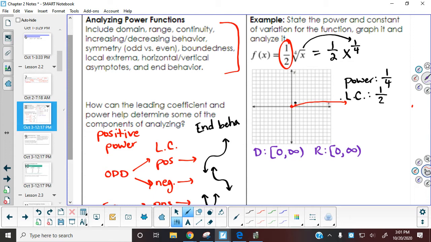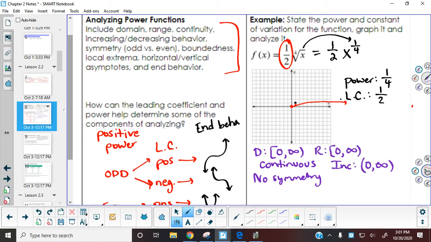Notice the next thing is continuity. So is it continuous? And it is, because we can draw that whole graph without picking up our pen or our pencil. So it is considered continuous. Increasing or decreasing behavior. So it is increasing, getting bigger as you go from 0 to infinity. Symmetry, so odd versus even, it does not have symmetry, so no symmetry. Okay, remember if it's even, it's going to be symmetric around your y-axis. If it's odd, it's going to be symmetric around the origin. It's going to have rotation symmetry.